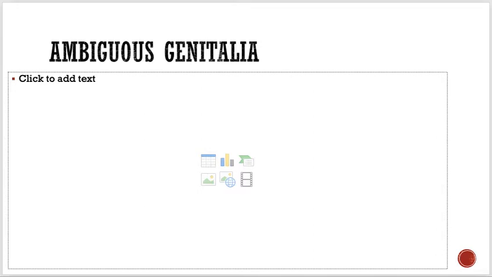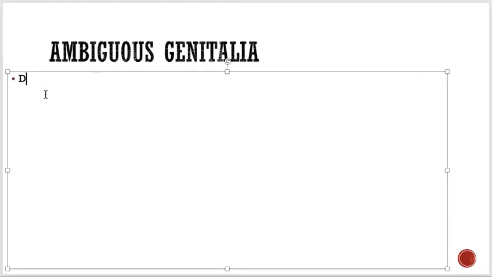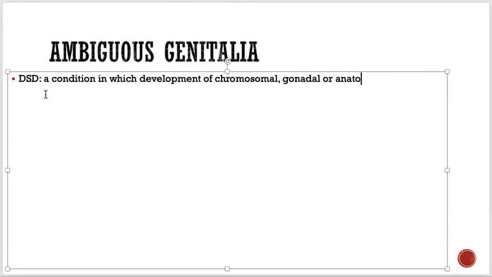So you can say either. A disorder of sexual differentiation is simply a condition in which development of chromosomal, gonadal, or anatomic sex is atypical, not typical. And of course, there are different types of disorders of sexual differentiation.